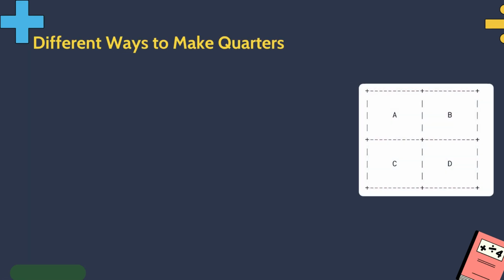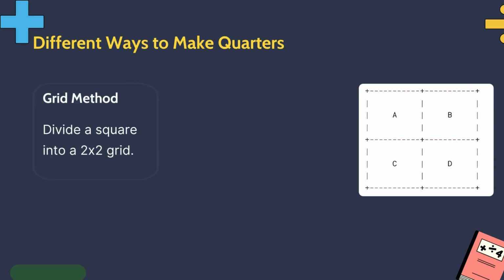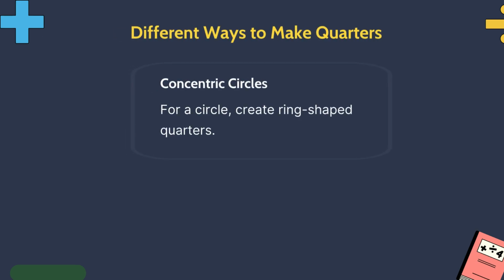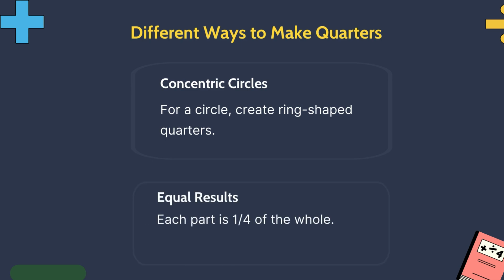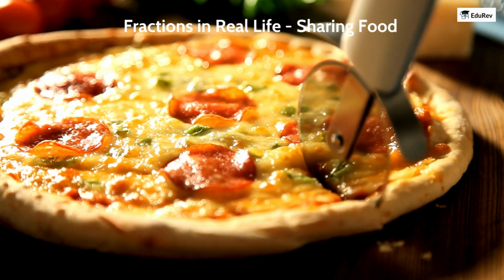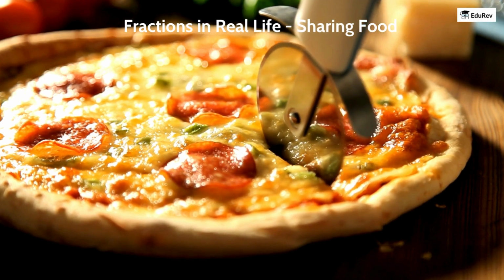Similarly, there are different ways to make quarters. Using the grid method, you can divide a square into a 2 times 2 grid. With the cross method, you draw lines that cross in the center to make four parts. You can also create ring-shaped quarters for a circle. Again, each part should be a quarter of the whole, and all methods work as long as the parts are equal.